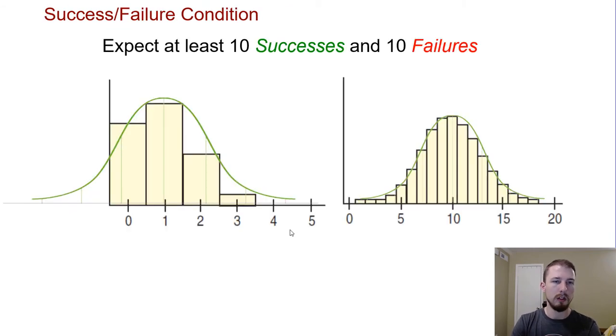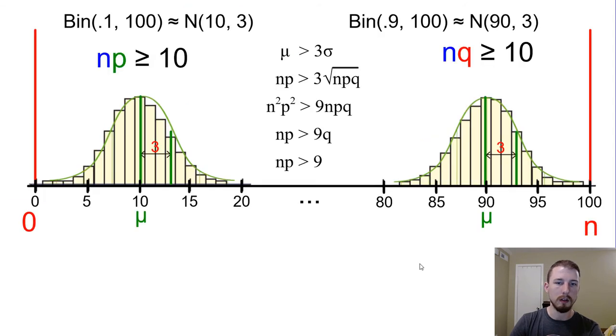Our success failure condition makes sure that our sample sizes are large enough for it to be appropriate for us to use normal models, bell curves, instead of binomial models. We need to make sure that we're not cut off within 3 standard deviations by the hard left bound of 0 or by the hard right bound of n, whatever our largest sample is, our sample size. So we need to expect at least 10 successes and 10 failures. That comes from needing the mean to be at least 3 standard deviations away from both.